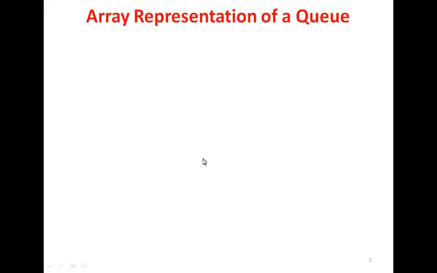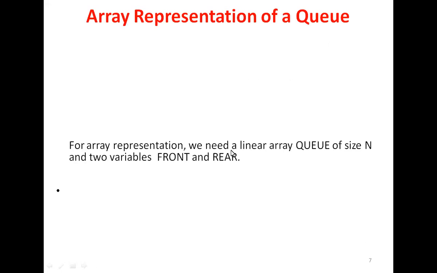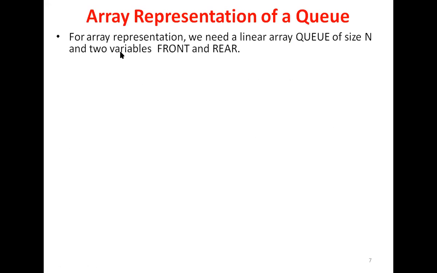So in array representation of a queue, we need a linear array. Suppose its name is Q of size n. N is the size of that array, and that array name is Q. You can give any name, here I am giving the name Q, and its size is n. You have to define the size of the array first of all.